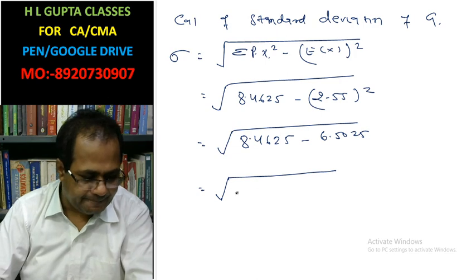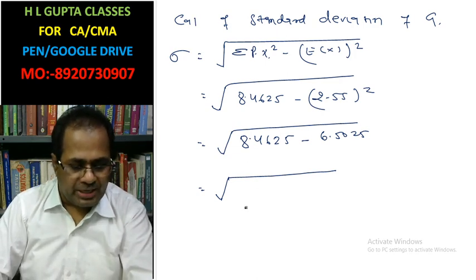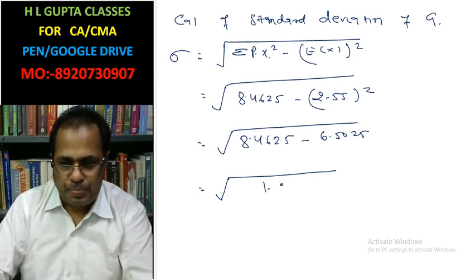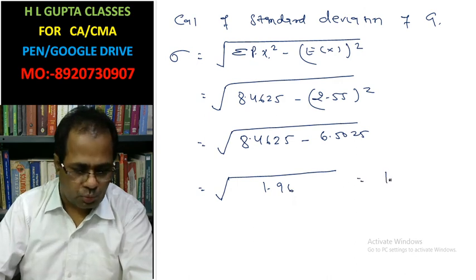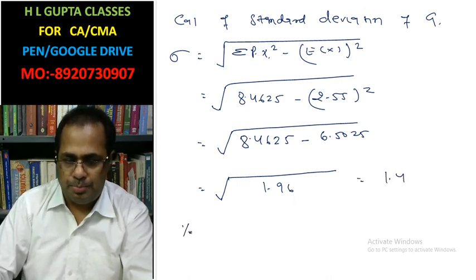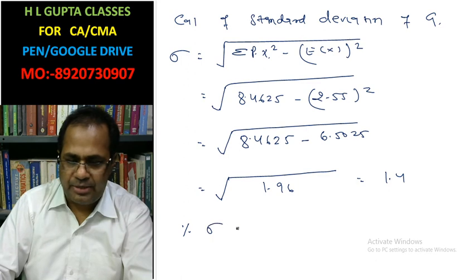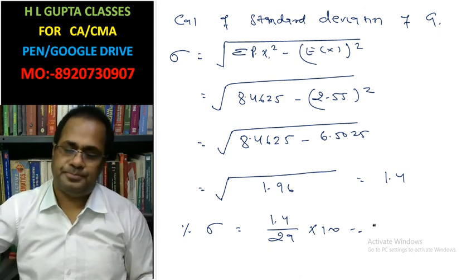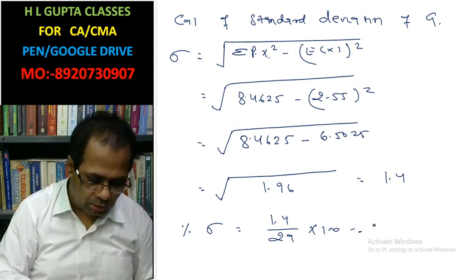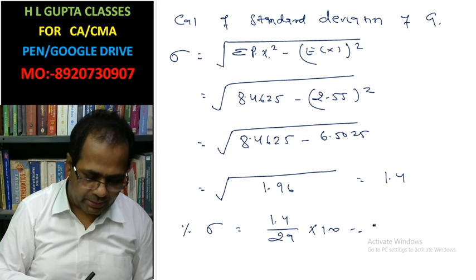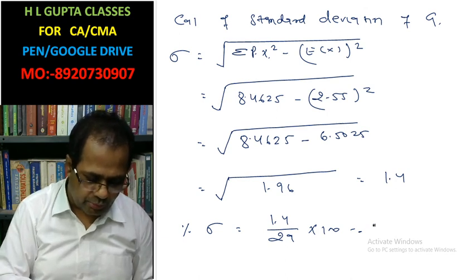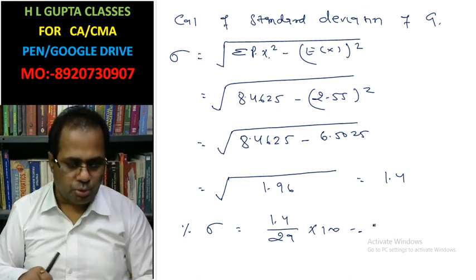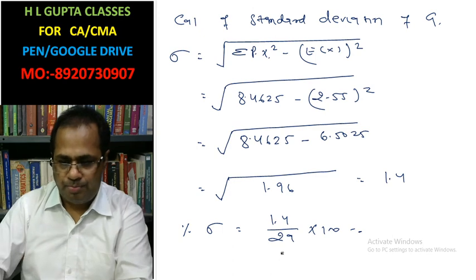This is 1.96, and the root is 1.4. Percentage standard deviation: 1.4 divided by 29 into 100. This is 4.827%.